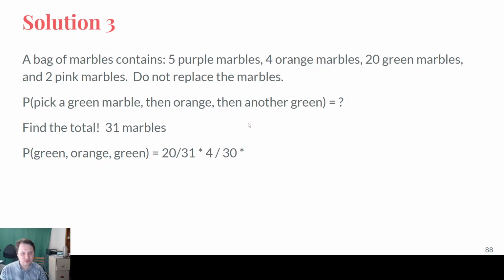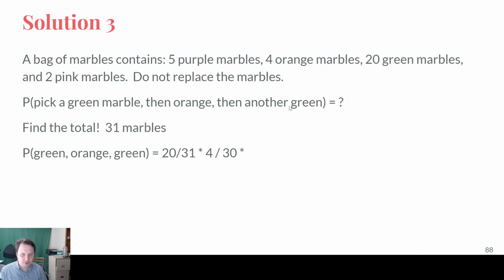As usual, first we find the total. So there's 31 marbles if you add them all up. The first green marble is fine. There's 20 green marbles out of 31, so that's just 20 out of 31. No big deal. And we remember from the last example that because we've now taken one out of the bag, there's now only 30 marbles in the bag, so we multiply that by 4 divided by 30 because there's 4 orange and now 30 total.